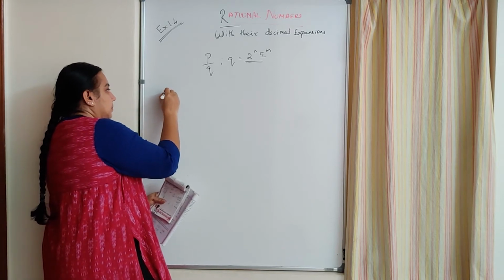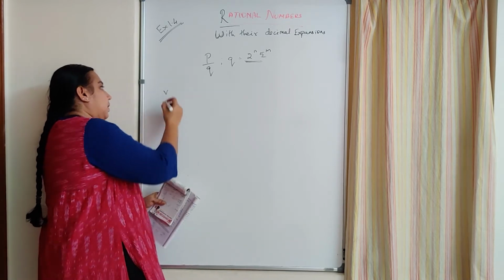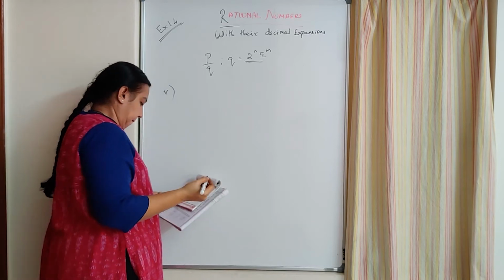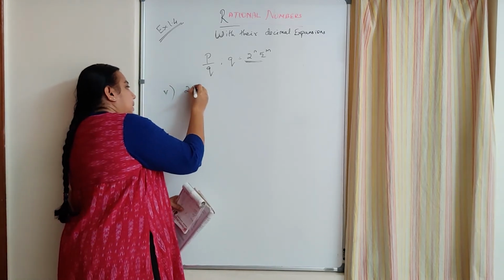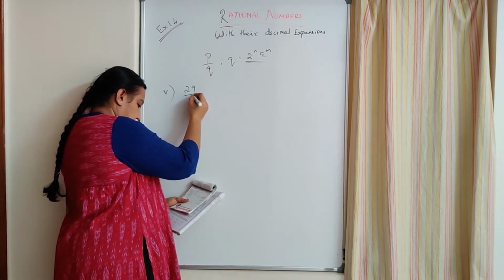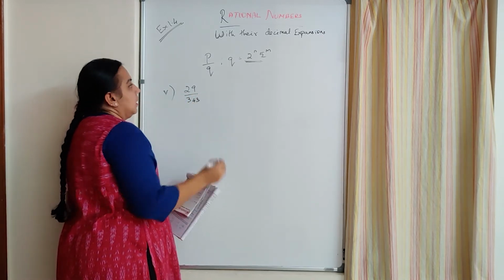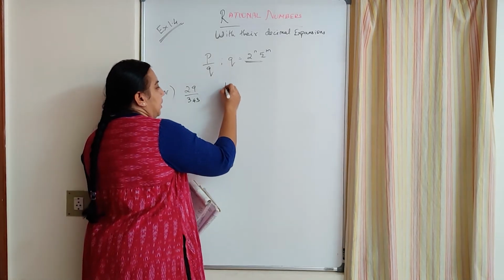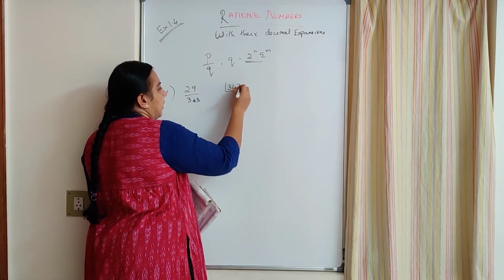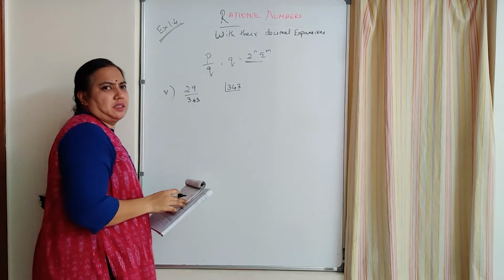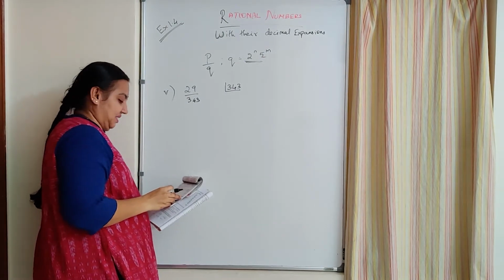Fifth sum. 29 by 343. Again, I am going to take the denominator alone. 343 divided by what number can it be possible? What do you think now?